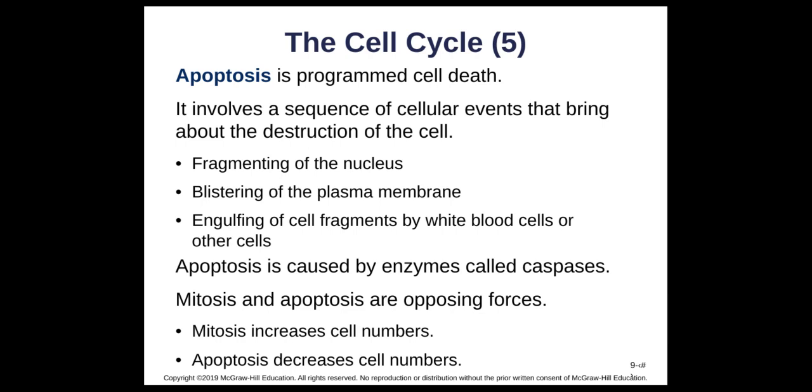Apoptosis primarily is caused through enzymes called caspases. They're the things that are breaking apart, fragmenting the nucleus, blistering the plasma membrane, destroying the parts of the cell. And really, mitosis and apoptosis are these battling, competing, opposing forces. Mitosis increases cell numbers, apoptosis decreases cell numbers.